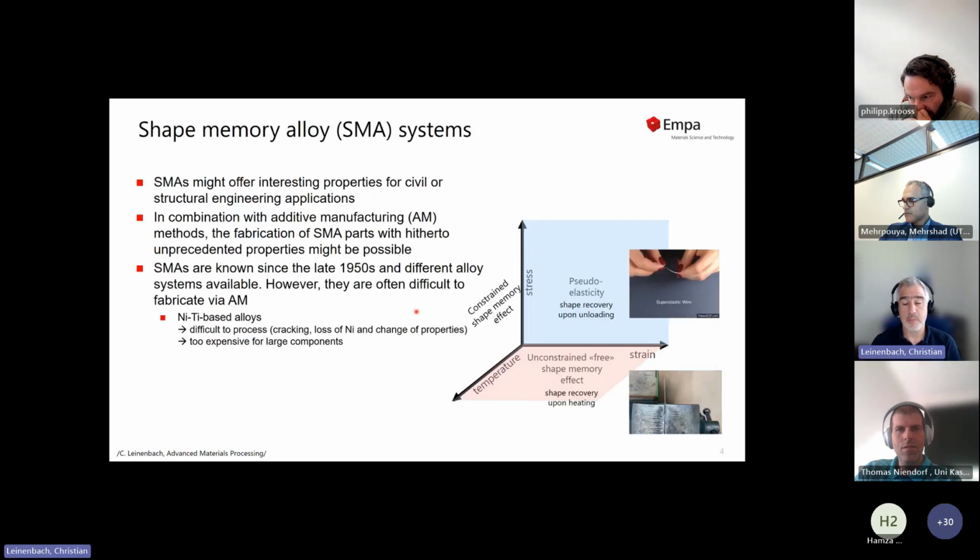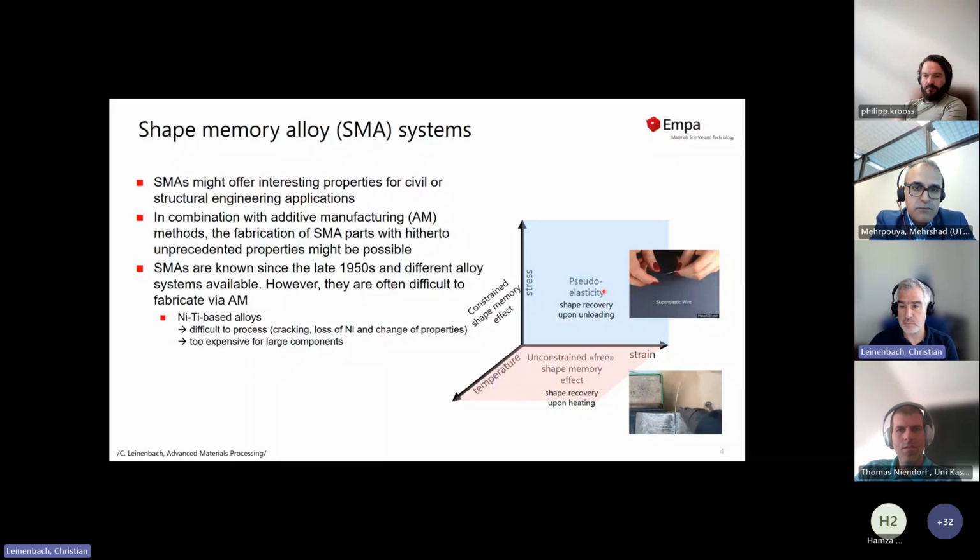So the shape memory alloy systems, well, good thing I don't have to explain what shape memory alloys are to this audience, because I think most of the people are very much familiar with it. Here at Empa, we have been looking into shape memory alloys for quite some time with regard to applications for civil or structural engineering. Here you see a bit what they do.